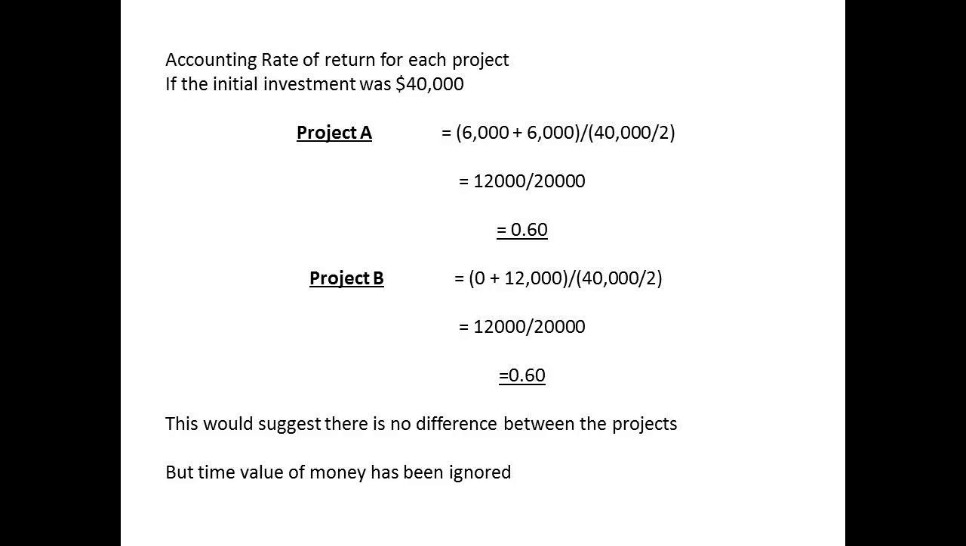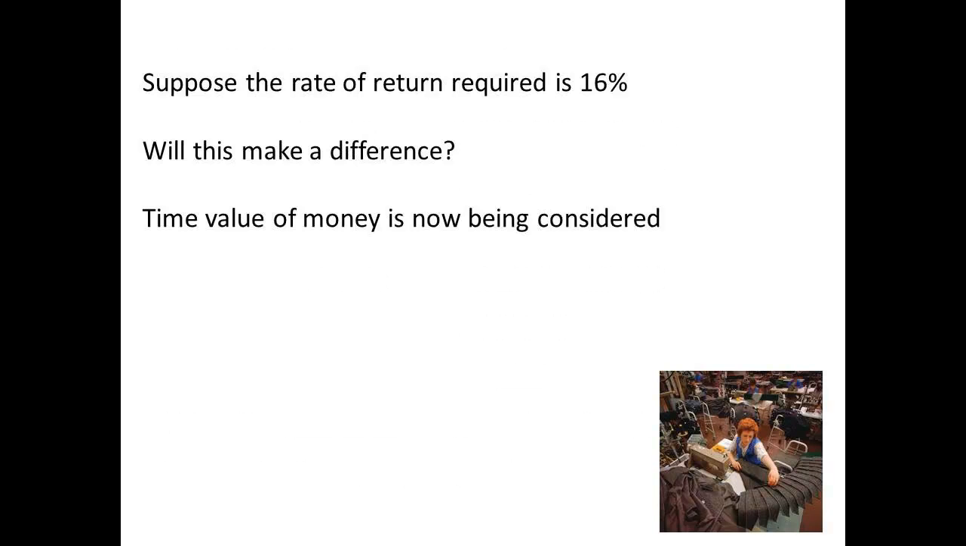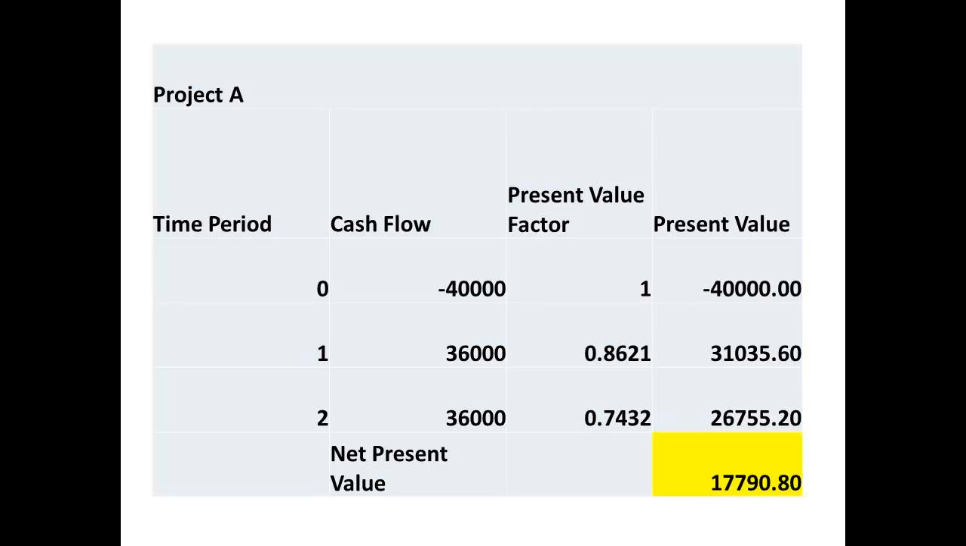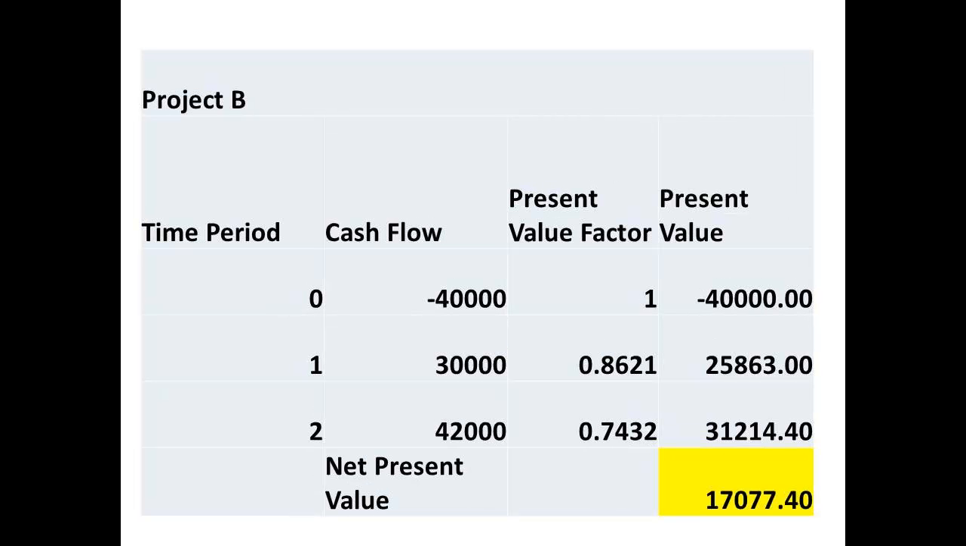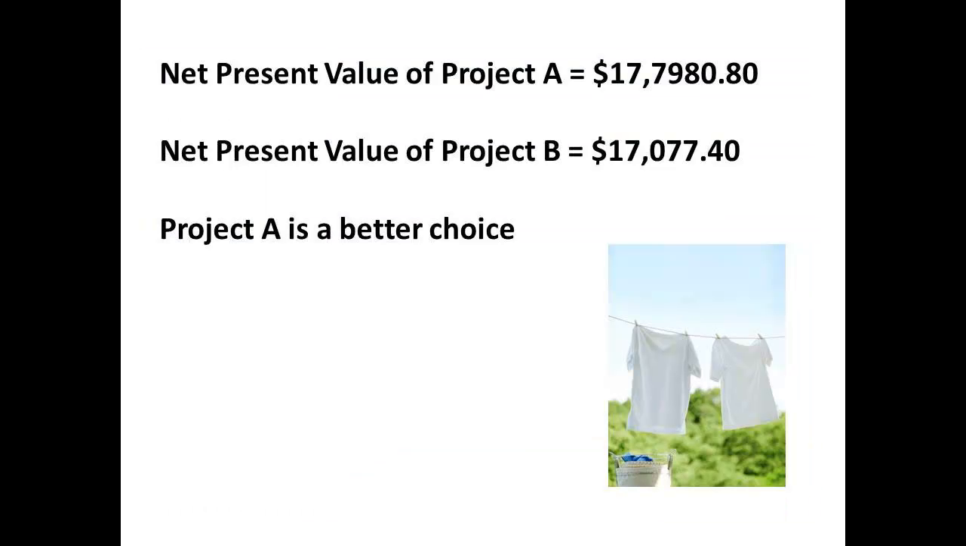However, we know that the time value of money has been ignored. If the required rate of return was 16% over the 2 years, then would the two projects have appeared to be identical? Let us consider the projects taking the time value of money into consideration. For Project A, we get a net present value of $17,790.80. For Project B, we get a net present value of $17,077.40. Now we can see that there is a distinct difference, and that Project A is a better choice.